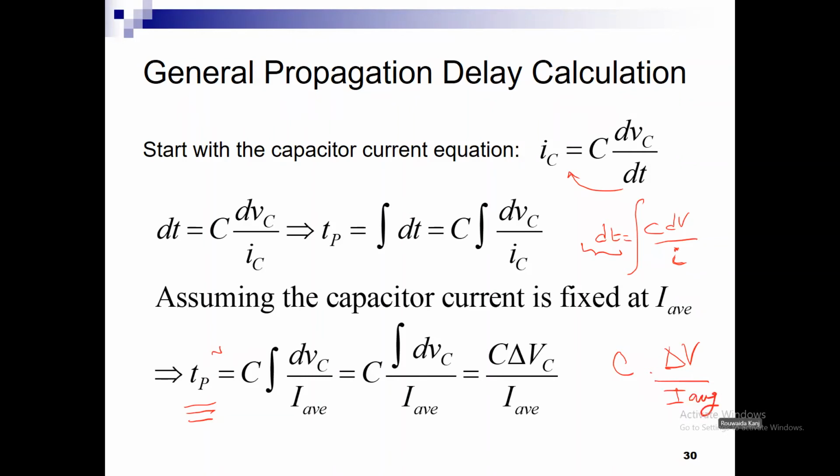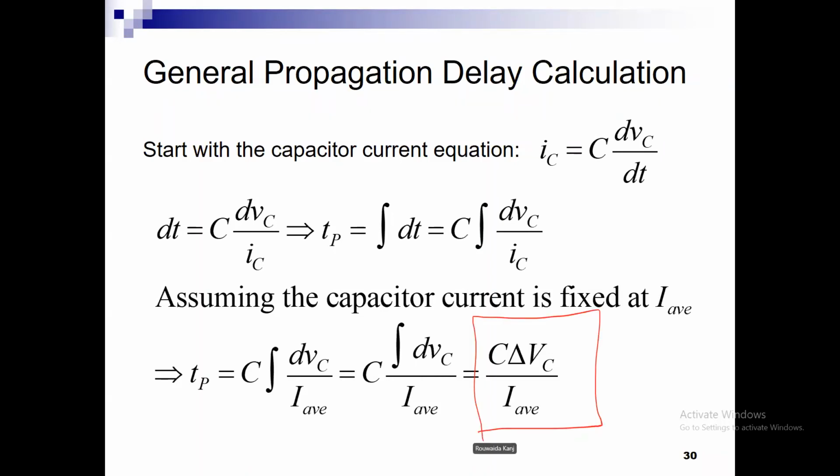That is, I'm going to assume that the current is an average quantity. So this will be C over I average. Since it is average, it's a constant, I take it out. And then the integral of dV will be C over I average times delta V. Then delta V, I know what it is. It is the delta from time 0 to time Tp low to high. And the I average, I have to calculate it as the average during that interval. Great. So this is called the average current method, and we use this equation to calculate the delay.